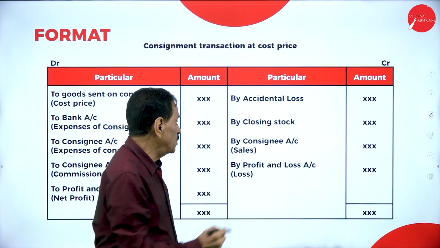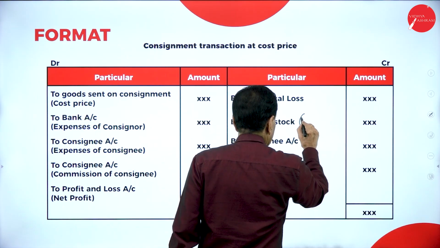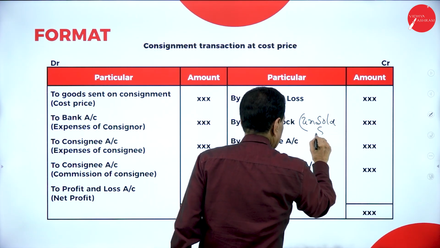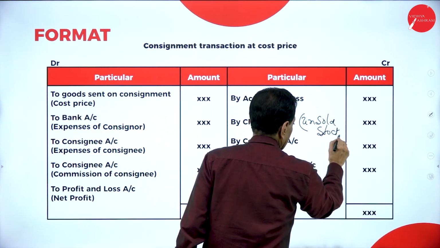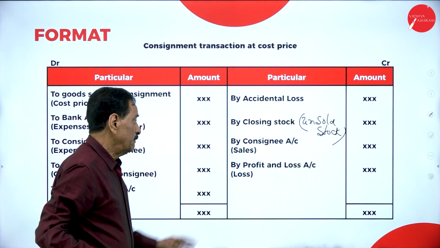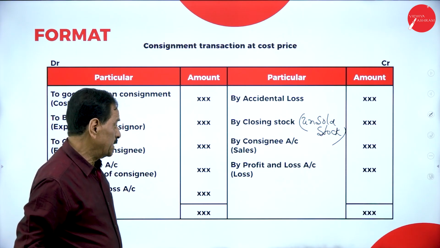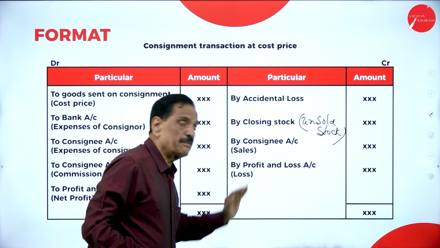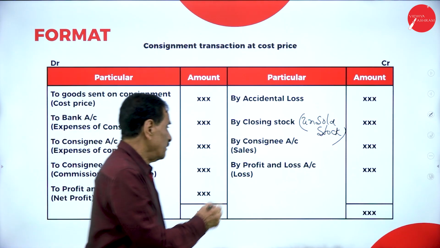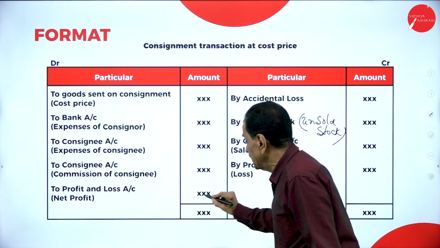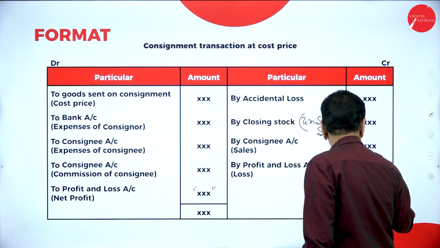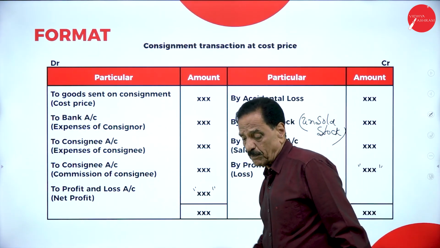Closing stock means unsold stock. By consignee account, sales made by consignee, by profit difference. If the debit side is more, the difference on the credit side is called loss. If the credit side is more, the difference on the debit side is called net profit. This is a loss, this is a profit.